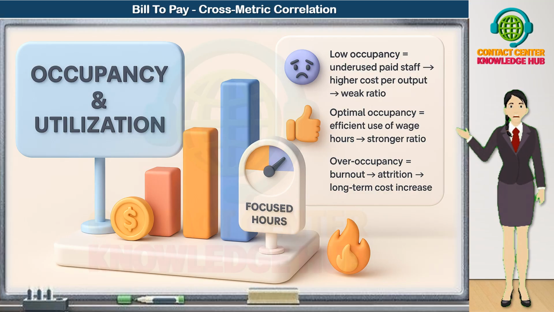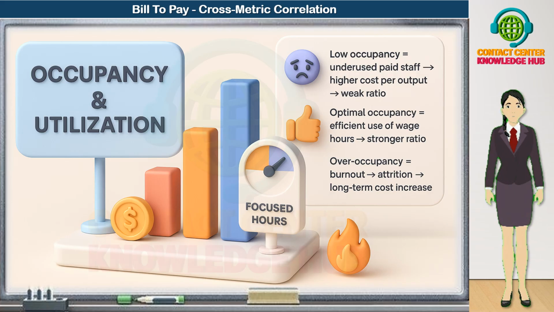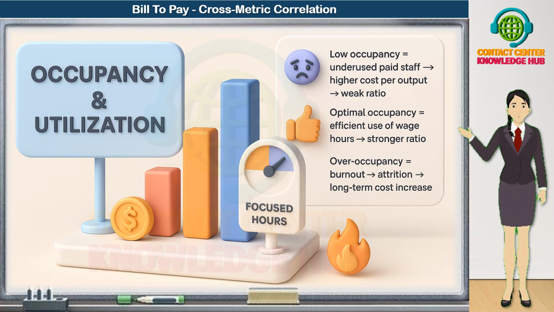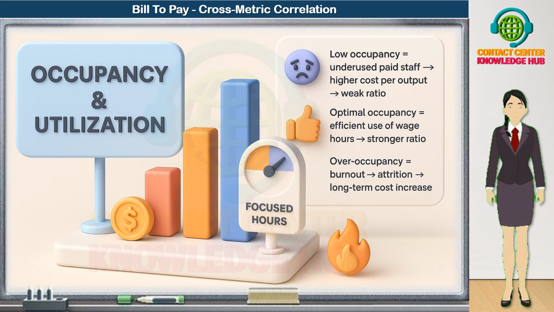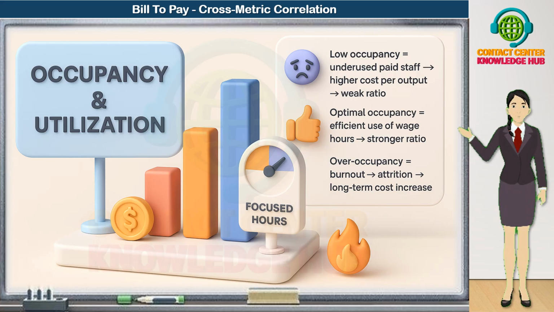But there's another side, over-occupancy. When agents are pushed too hard for too long, it leads to burnout, higher attrition, and increased long-term costs. That can erode the ratio over time. The goal isn't maximum occupancy, it's optimal occupancy. A balanced utilization strategy delivers strong financial performance without compromising workforce stability.